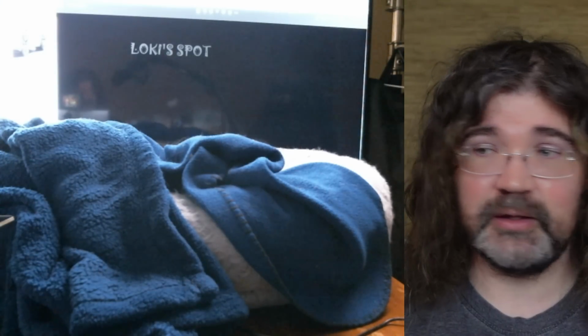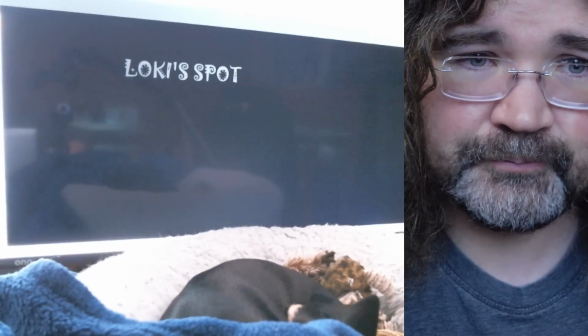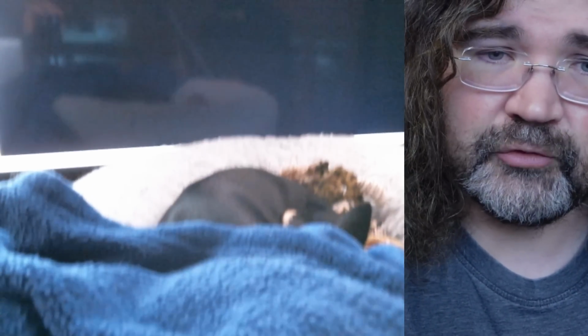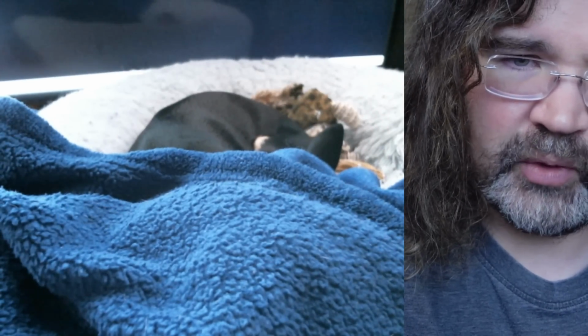I'll check in with Loki. You can't even see Loki because he is bedded down back here trying to catch some more shut-eye. Lazy chihuahua. And I'll just leave this camera here in case he doesn't want to eat his breakfast until later.